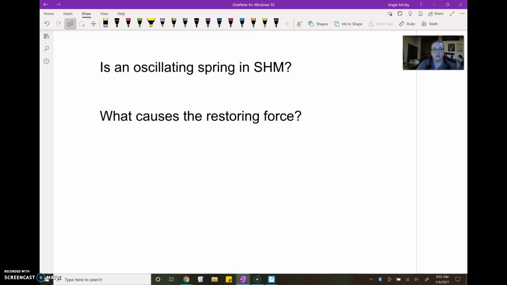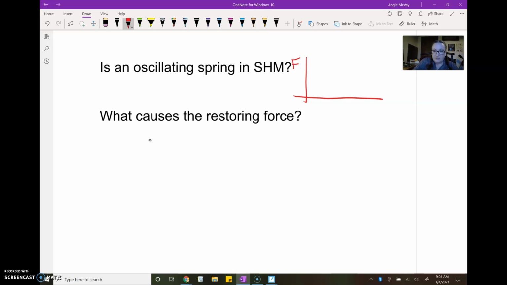Okay, so here's an interesting question. Is an oscillating spring in simple harmonic motion? Well, we'll find out. Let's remind ourselves about what a spring does.